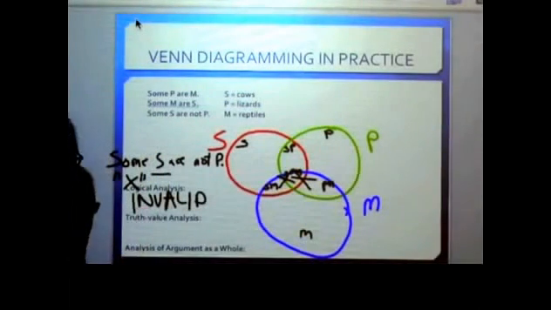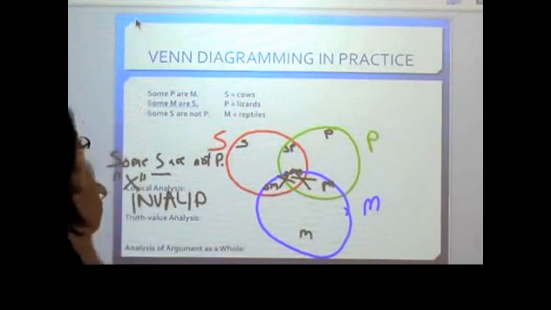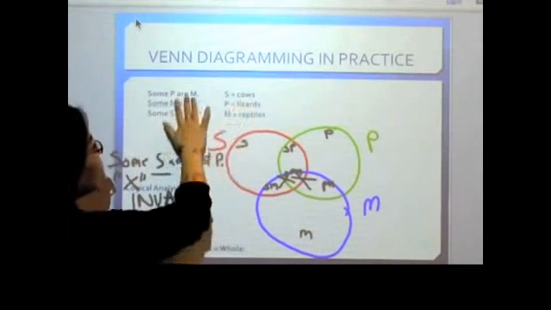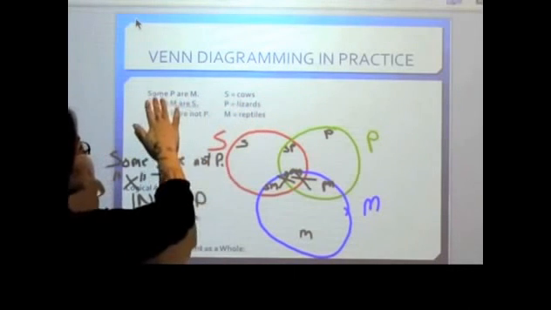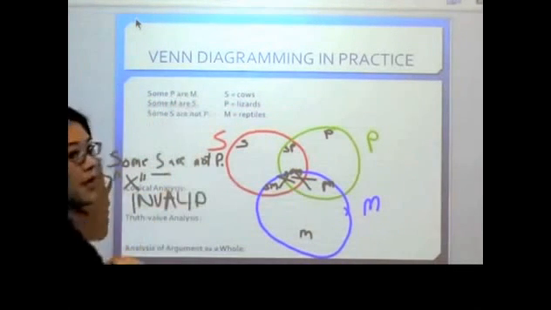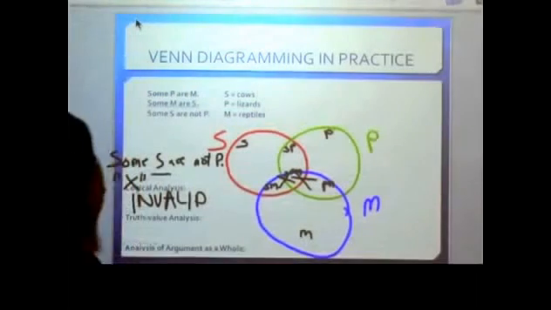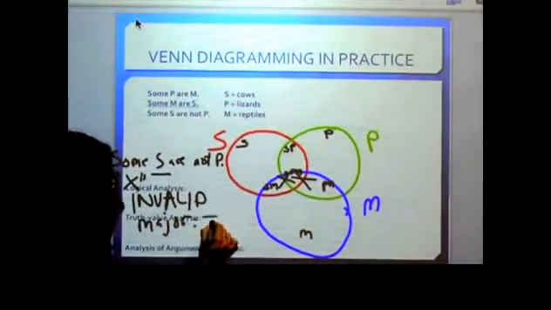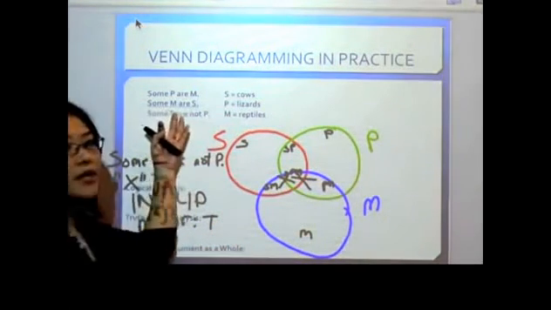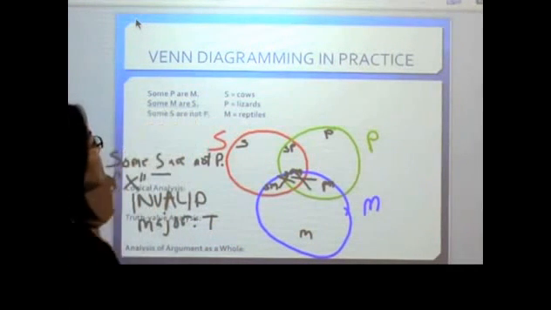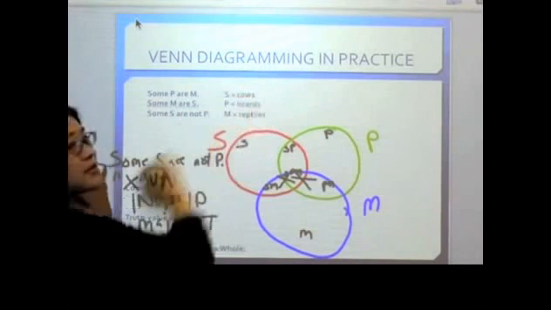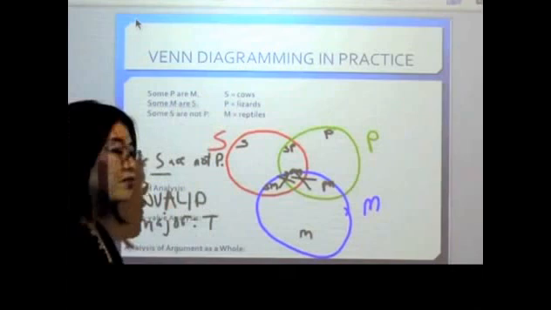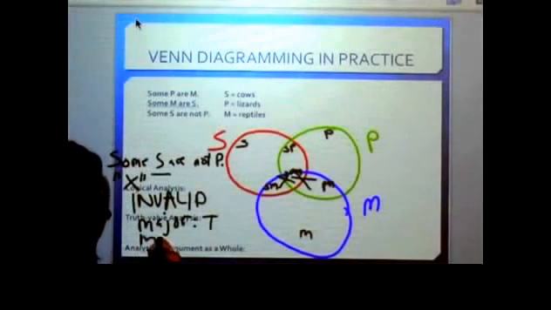Now let's look at truth value analysis. Here we have the major premise, Some P are M, where P's are lizards and M's are reptiles. So it states that some lizards are reptiles, and this is actually true. So the major premise is true. And the minor premise, Some M are S, where M is reptiles and S is cows: some reptiles are cows, and this is actually false, so the minor premise is false.